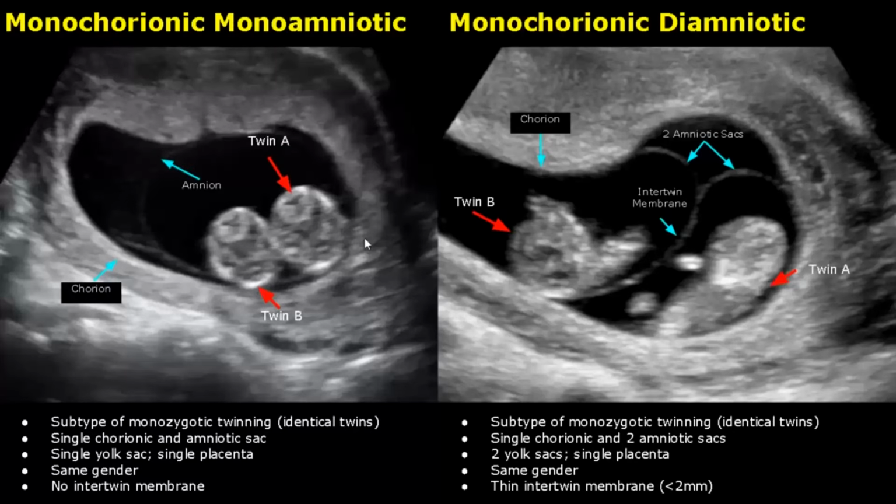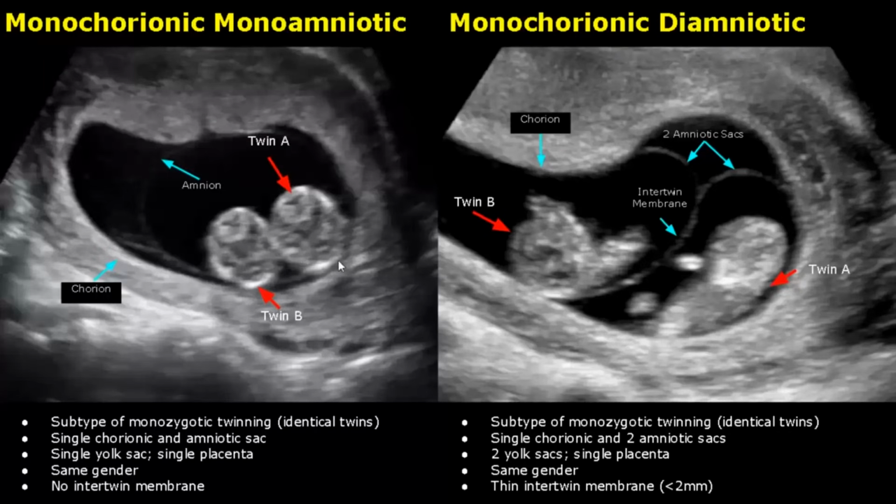Its first subtype is monochorionic monoamniotic, in which there is only one chorionic sac and one amniotic sac. Only one yolk sac and one placenta will be present. The twins will be identical with same gender. No intertwin membrane will be seen between the twins.